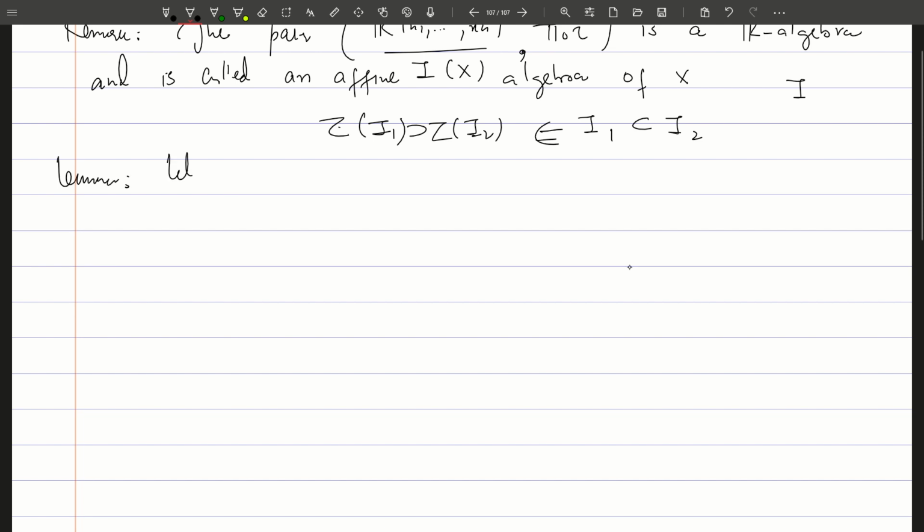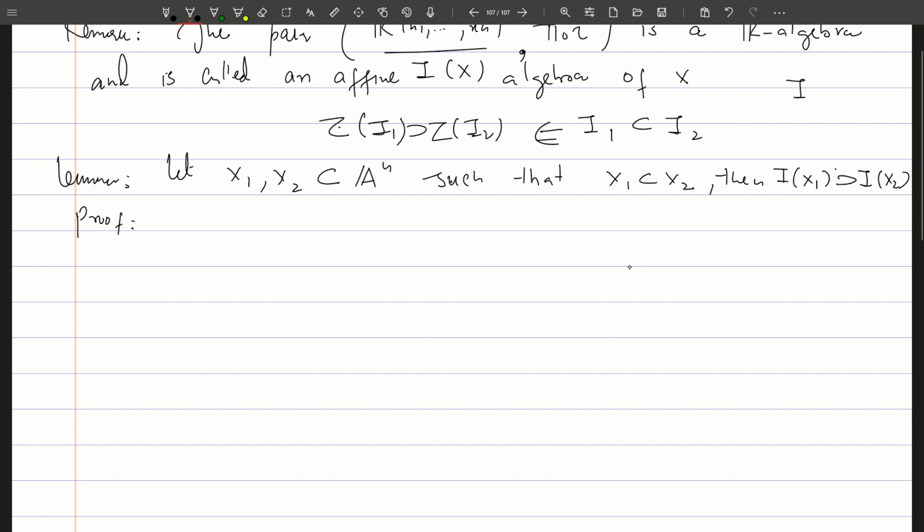So let X1 and X2 be two subsets in the affine space such that X1 is inside X2, then the ideal of X1 contains the ideal of X2. So this is actually straightforward.